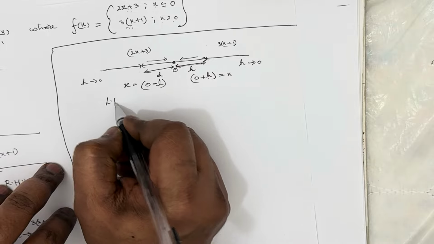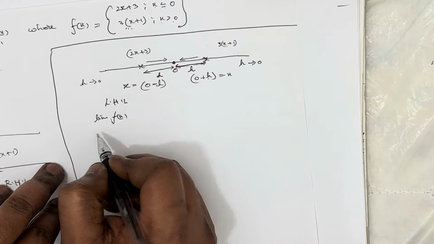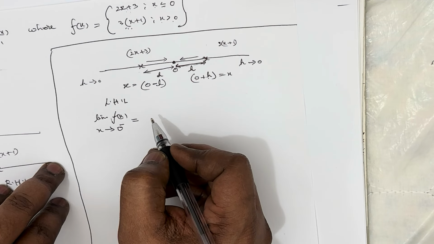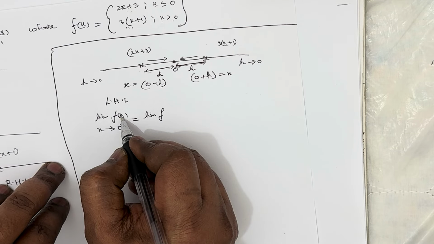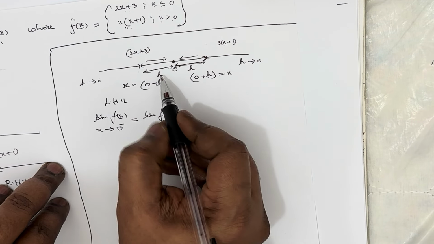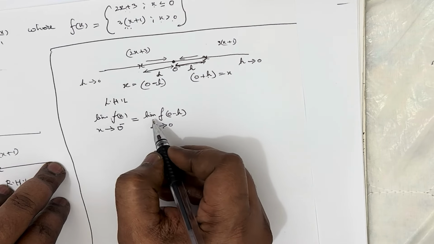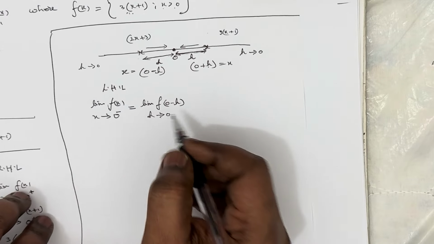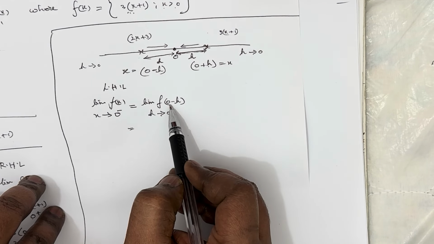Now the left hand limit will be the limit of the function as x is approaching 0 from the negative side, which is equal to the limit of the function when, instead of x, we write 0 minus h. Here h is becoming smaller and smaller, going to 0, so we write h tends to 0. Limit of the function at 0 minus h as h is approaching 0, which is equal to, now in the function, instead of x, you replace it with 0 minus h.